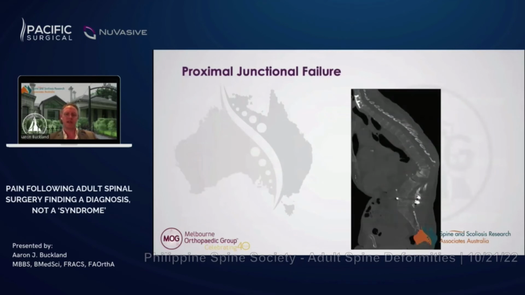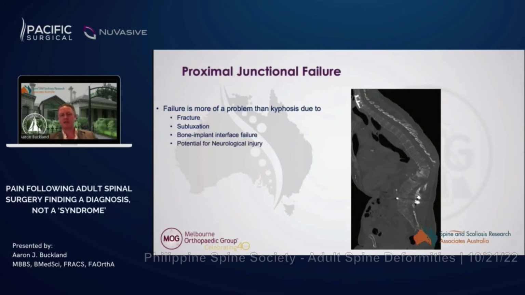This is a different beast, however, proximal junctional failure. So failure is more of a problem than kyphosis because you've either got fracture or subluxation and you've actually lost that bone implant interface. There's more potential for neurological injury because there's instability and deformity around the cord. And typically you'll address this by extending proximally in the setting of proximal junctional failure. Now, the same goes for distal junctional failure. For the most part in adult deformity, however, we're talking about fusion to the pelvis.